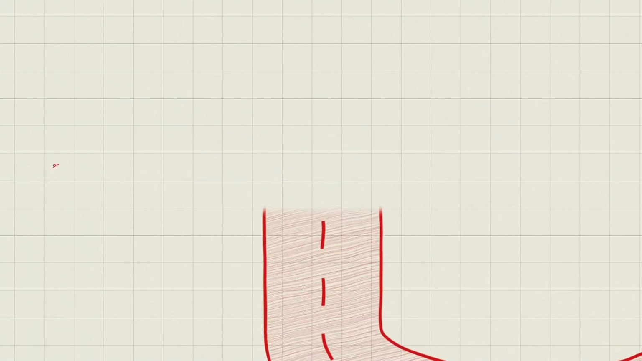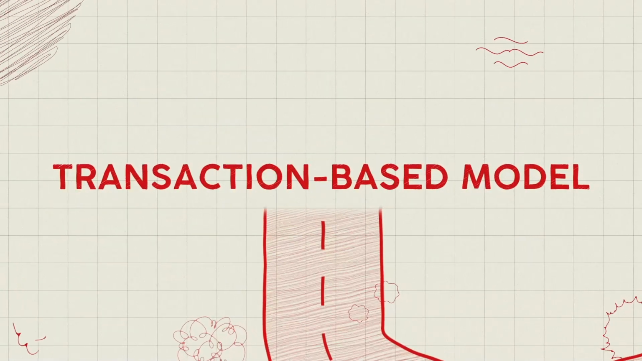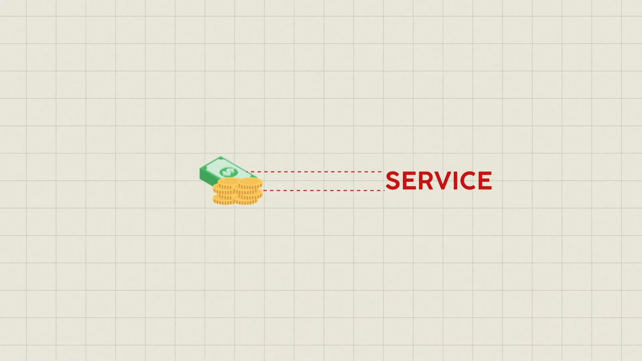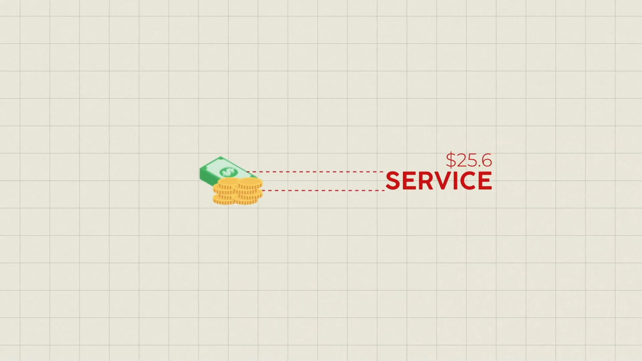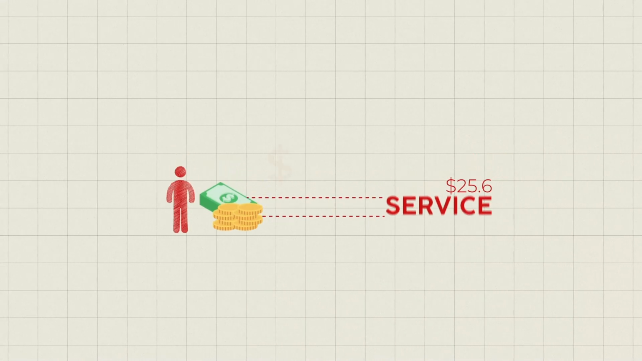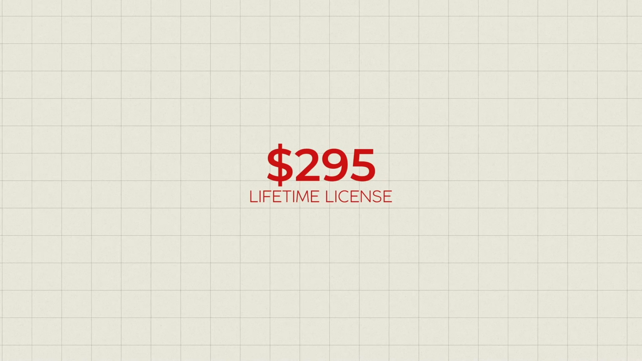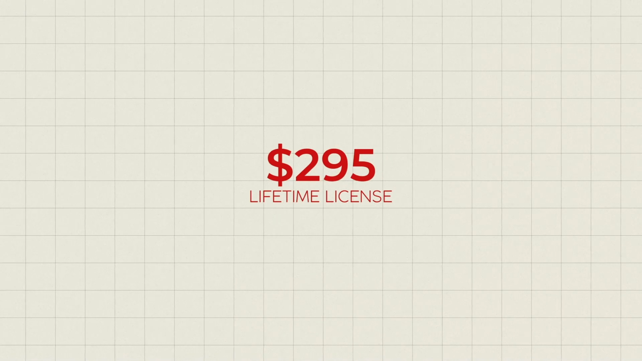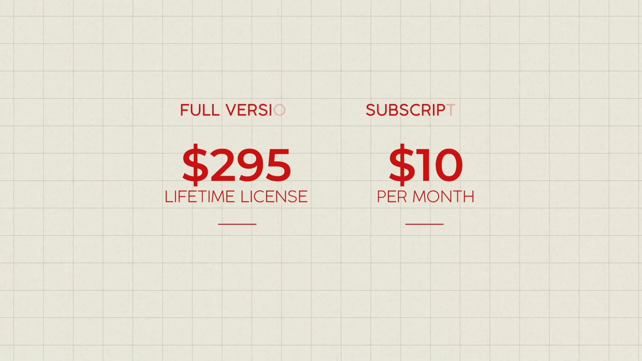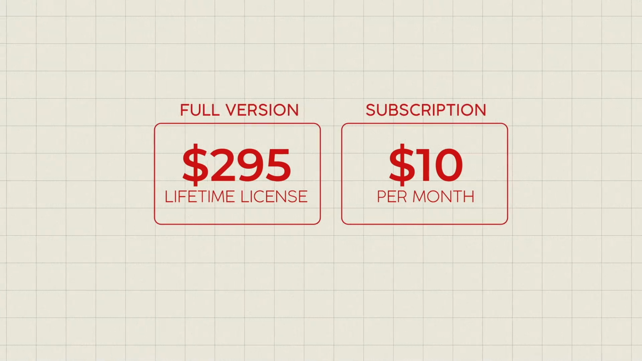Most digital businesses use the transaction-based model. It's a simple exchange of money for service. You set a price you think your product deserves, a customer pays it. But there are options. Are you taking the full amount up front and letting people use your product indefinitely? Or will you let them pay a small amount each month? Or maybe you have both options for different user groups.